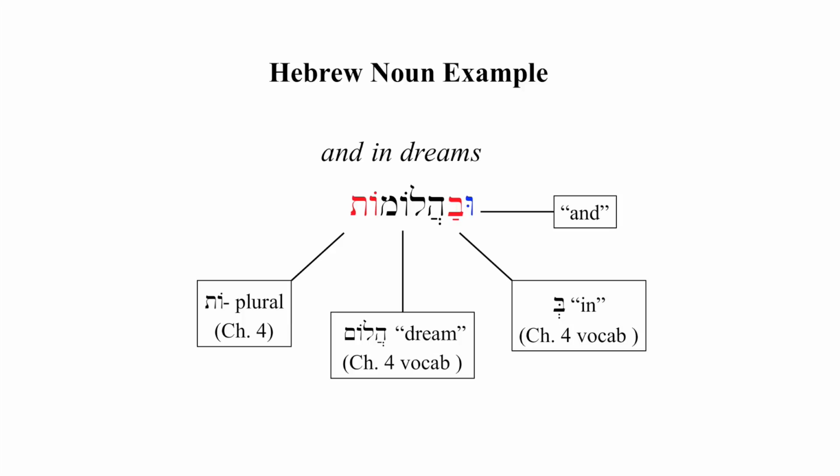I can add the conjunction onto the front. And, uvachalomot, and in dreams. And I can even add a suffix to the end, the av ending that indicates that it is his dreams rather than someone else's. So in this word, uvachalomotav, I have the expression, and in his dreams.